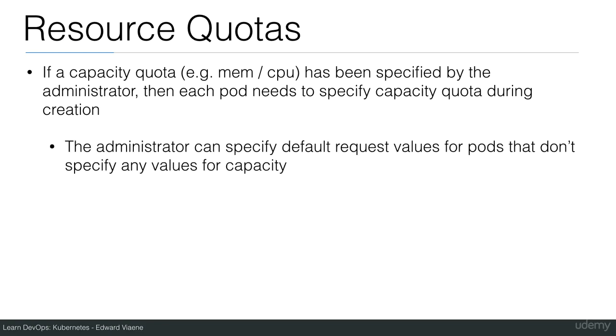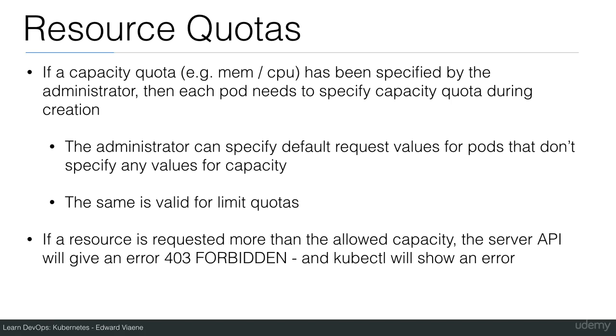The administrator can specify default request values for pods that don't specify any values for capacity. You probably want to specify those defaults because otherwise people might just get an error when they don't specify the capacity quota. The same is valid for limit quotas. So what I just explained is for capacity quotas, but also for limit quotas. If you set limit quotas as an administrator, then you better also set default limits. If a resource is requested more than the allowed capacity, the Kubernetes API server will give an error, forbidden, and kubectl will show an error.